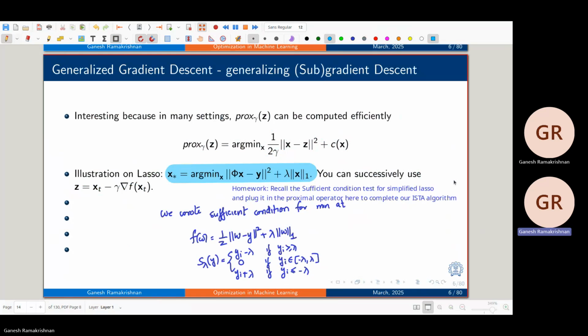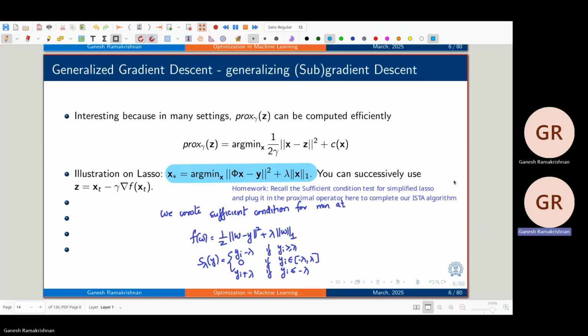This is called ISTA, iterative soft thresholding. What's happening here? It is iterative. It is not one step. This is the soft thresholding. If Zi is greater than something, shrink it. If less than something, increase it. Otherwise, clip it to 0. Soft thresholding. But what we are doing is iteratively.